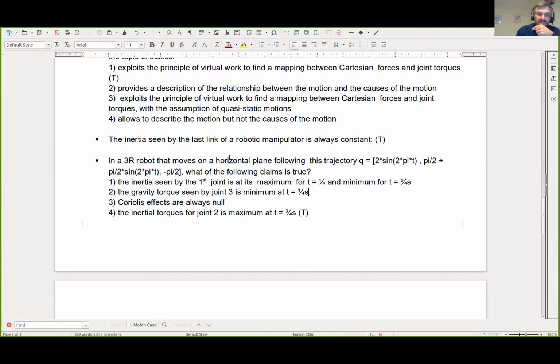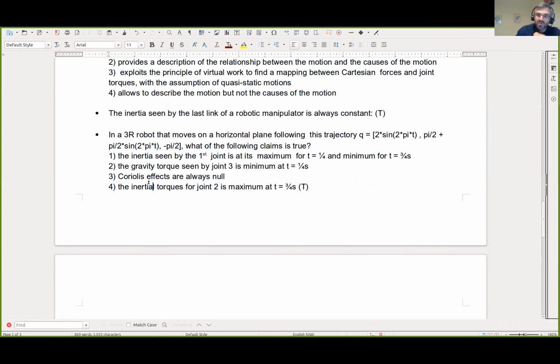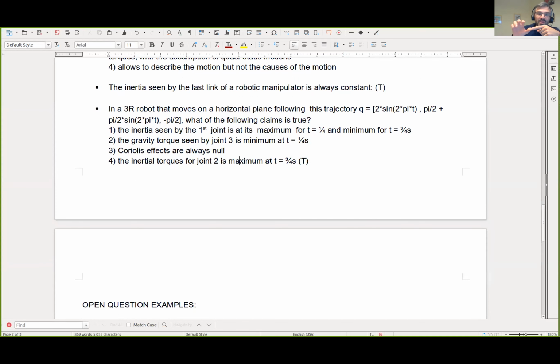We are on the horizontal plane, so this is wrong. Gravity torque is always 0. Coriolis effects are always null. This is wrong because we have rotational joints, so we have Coriolis effects always there. Only in the case of a prismatic joint, we don't have Coriolis effects. And the inertial torque for joint 2 is maximum at t 3/4.